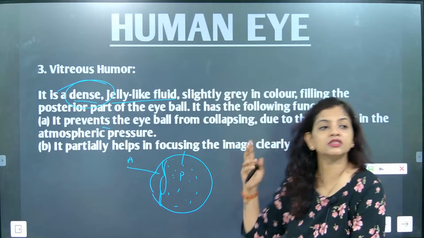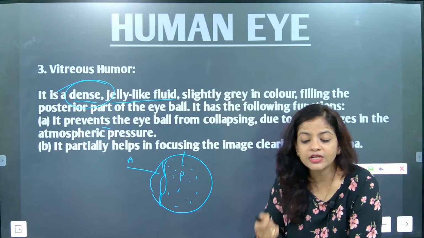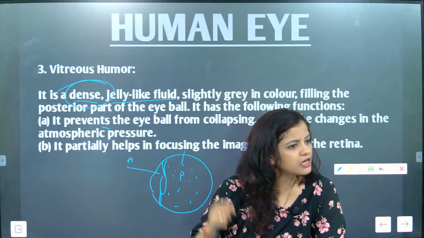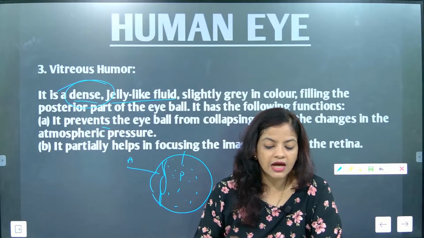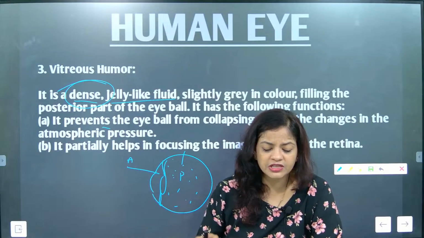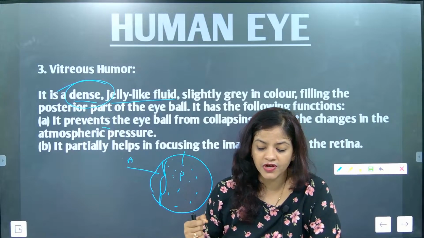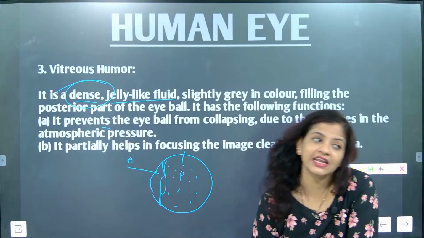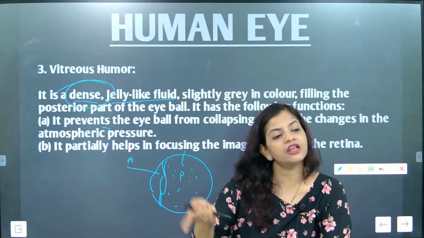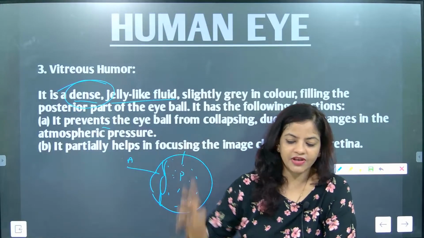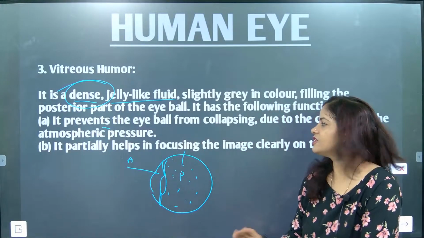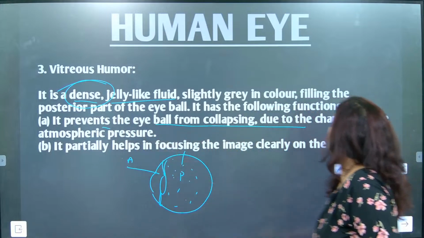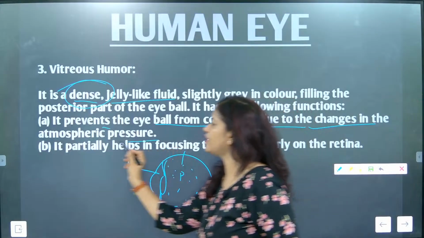So what are all the functions? Now we understood it is dense. It is a jelly-like fluid. Ovian and Vishwa, look here. Jelly-like fluid, slightly gray in color. After that, is it anterior or posterior? Posterior, very good. Gray color. Understood? It is not transparent. Now, it prevents the eyeball from collapsing due to change in atmospheric pressure.